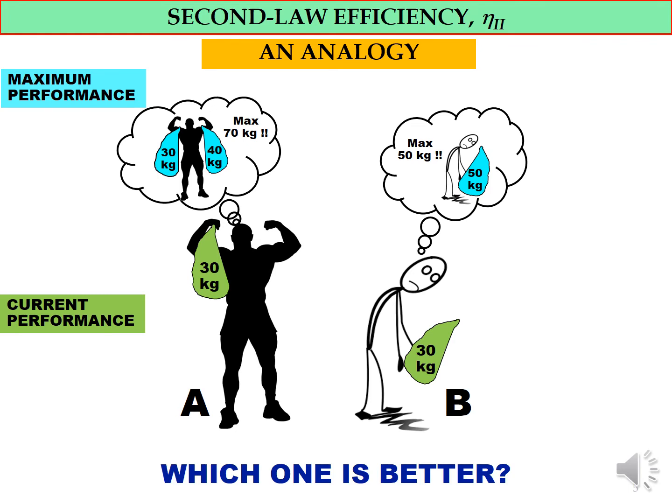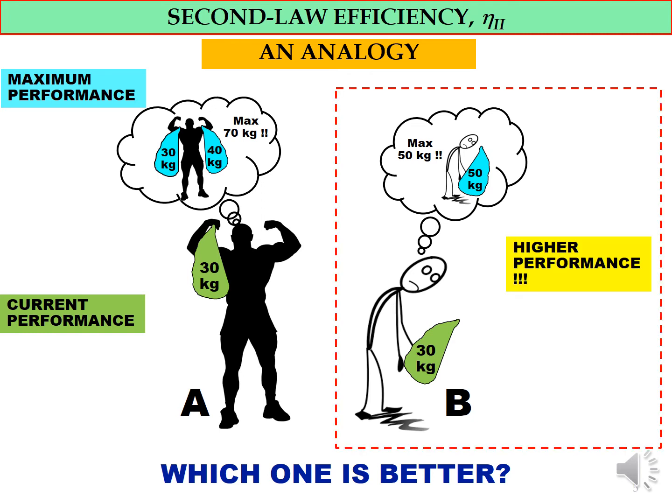From these two guys, which one is better, or which one has higher performance? In this case, B has higher performance. Why? Because he operates close to his maximum capability. This is what the second law efficiency is.